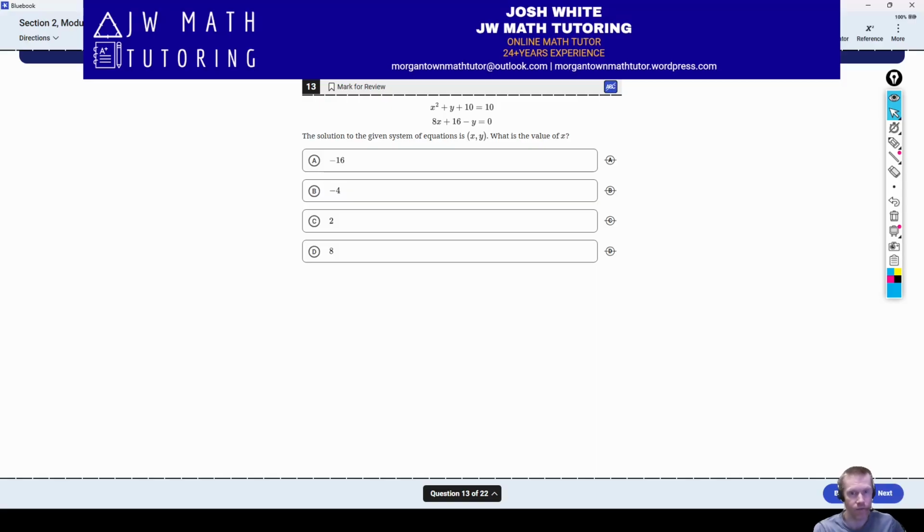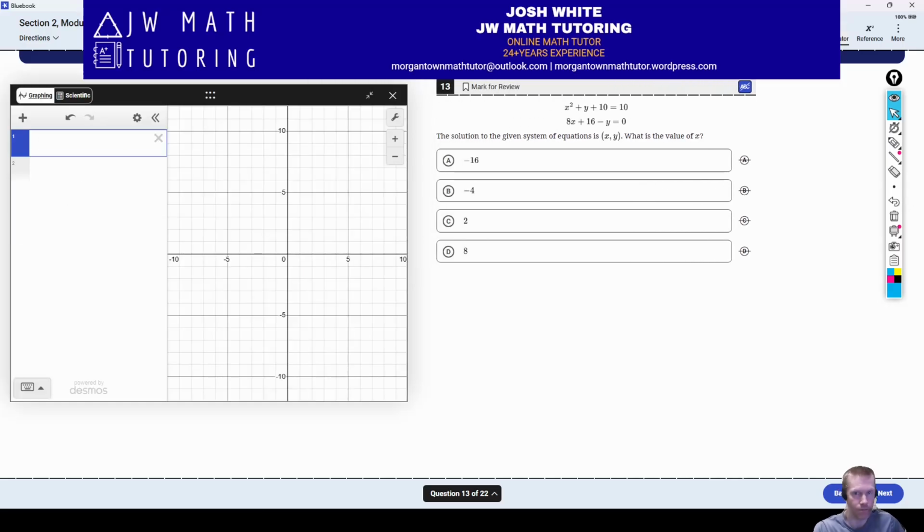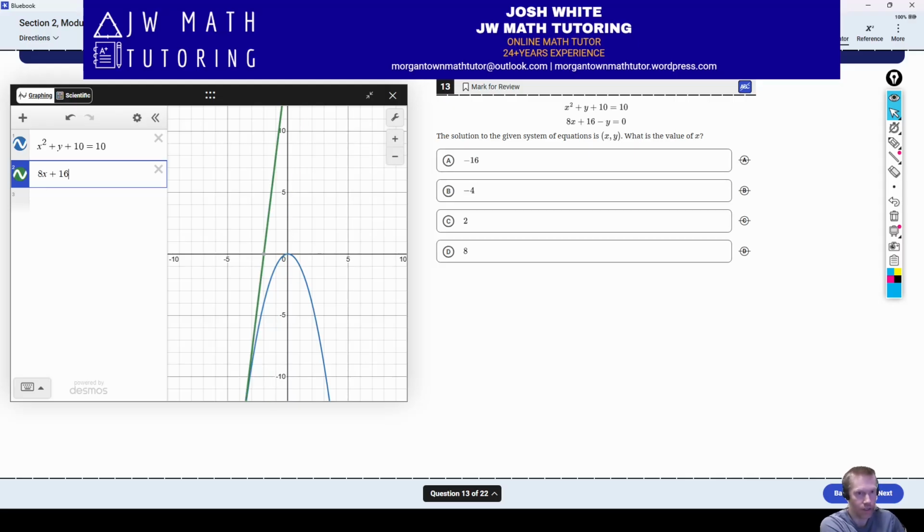All right, next up, we have another system of equations. I would not bother solving this by hand. I mean, technically, you could set the bottom one to y equals 8x plus 16, and then you could substitute that into the first one, and then you could go ahead and factor it. But why do we want to spend all the time doing all that work? Let's just graph both of these and see where they intersect.